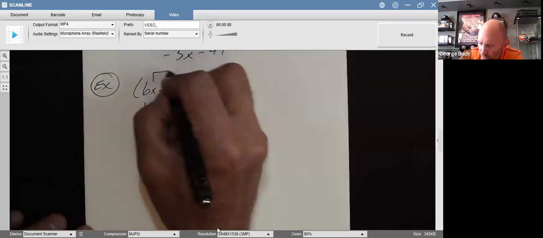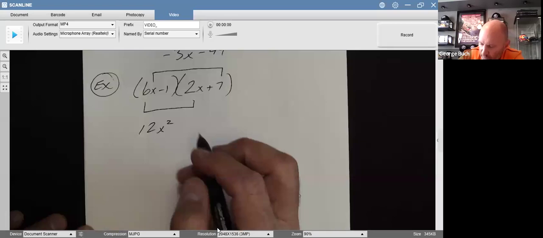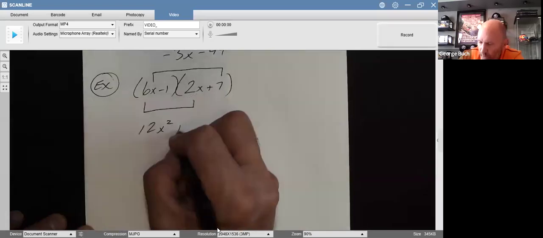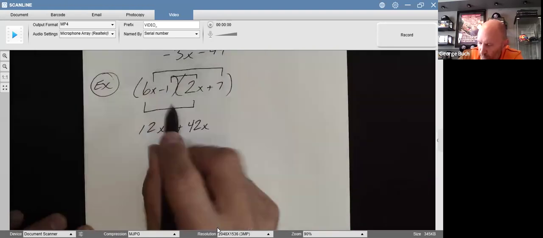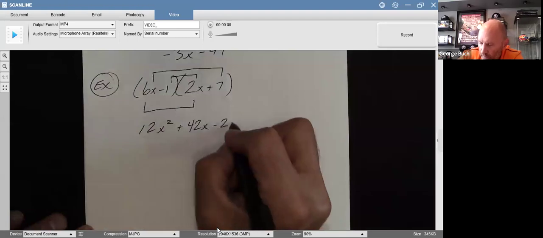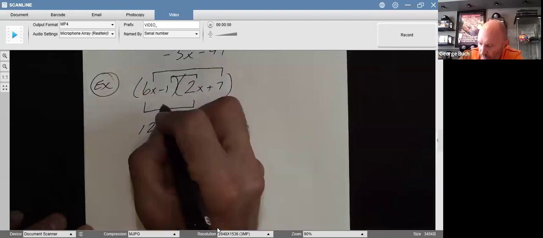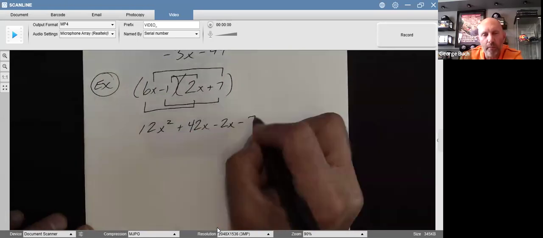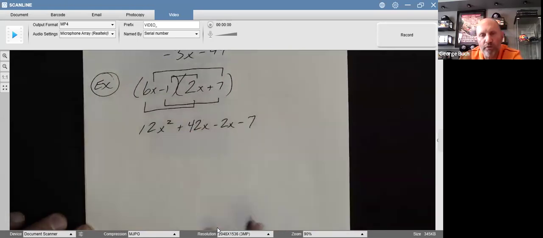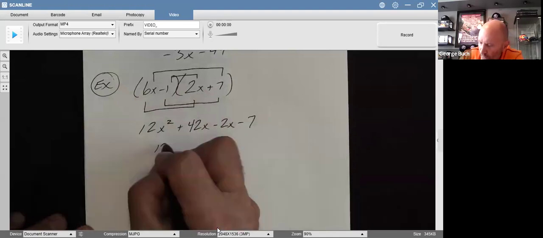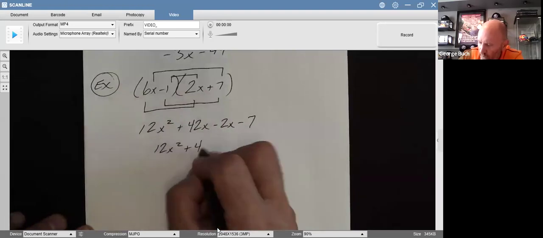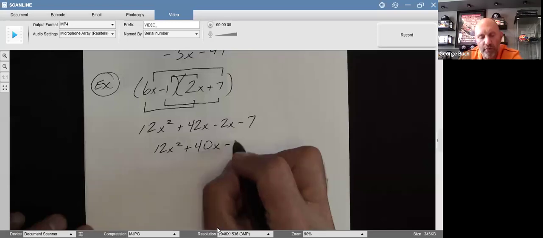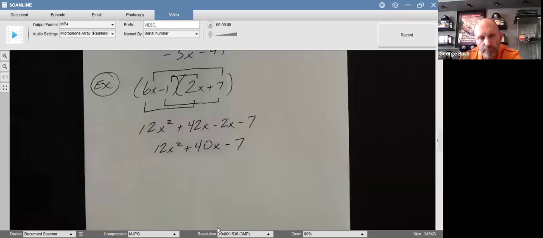Outside, so 6x times 7 is plus 42x. Inside, negative 1 times 2x is minus 2x. And then last, negative 1 times 7 is minus 7. We always want to simplify as far as we can, so combine like terms. So I get 12x squared, 42 minus 2 is 40, so plus 40x minus 7 should be your answer for that one.